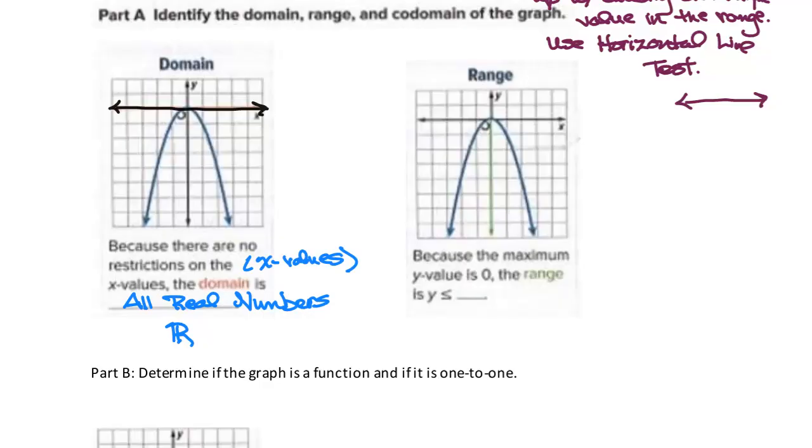Range is vertical. So because the maximum y value is 0, notice right here, it doesn't go up any higher, does it? 0 is the highest point. So the maximum value is 0. The range is y is less than or equal to 0. That is the range itself, because I can't go any higher than that point. All right?